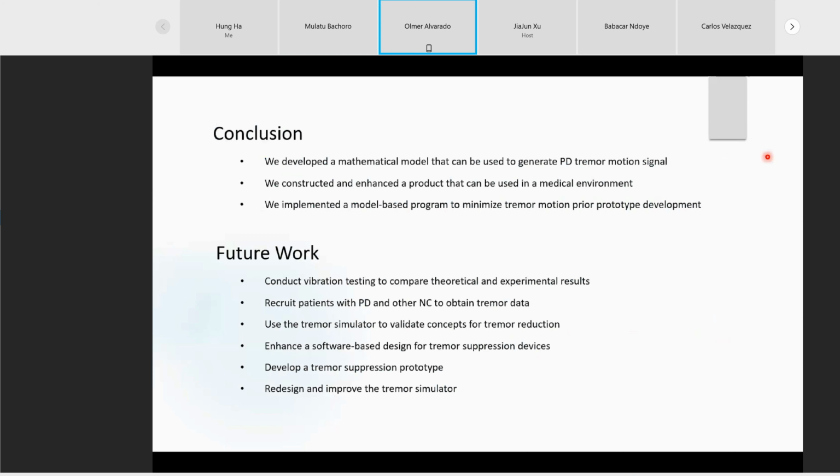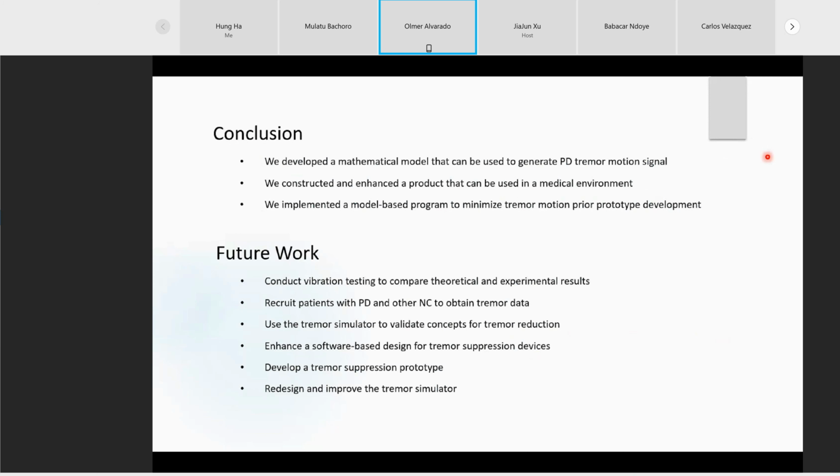And after meeting all regulations, I think it would be important to recruit patients to collect not only Parkinsonian tremor data, but also tremor data in general. Also, I think it is important to work on the tremor suppression algorithm to develop a prototype that we can use in parallel with the tremor simulator to determine the effectiveness.